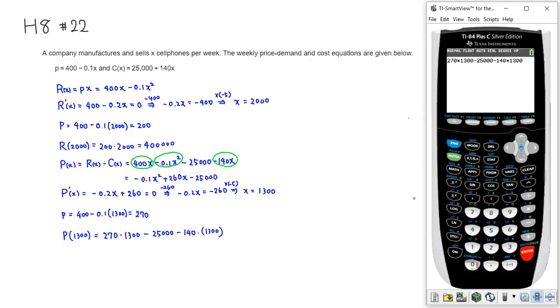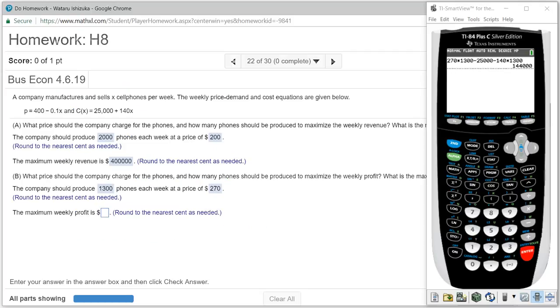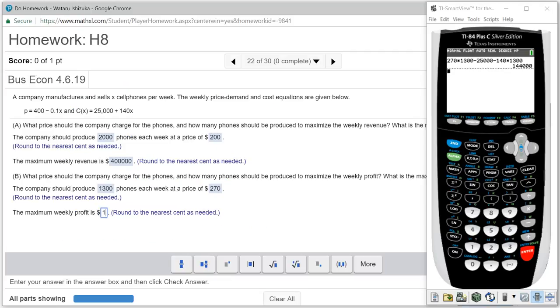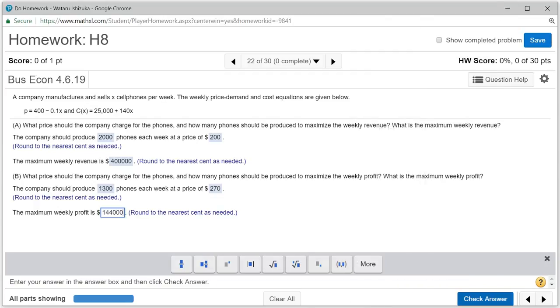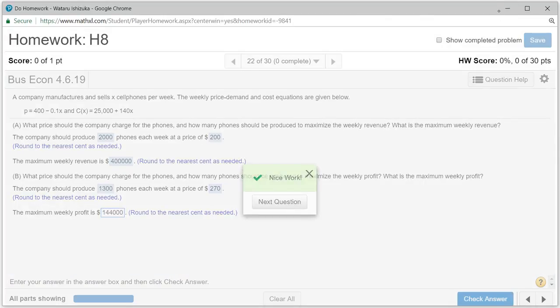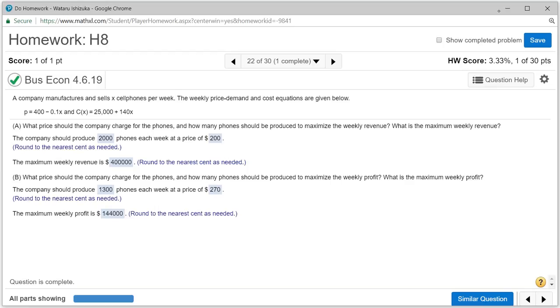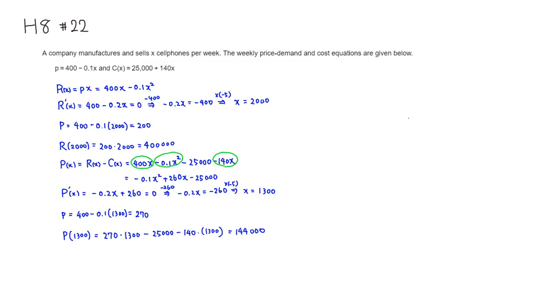It came out to be 144,000. Let's type that in. 144,000. Let's check the answer. We got that. That's it. I hope that this was clear.